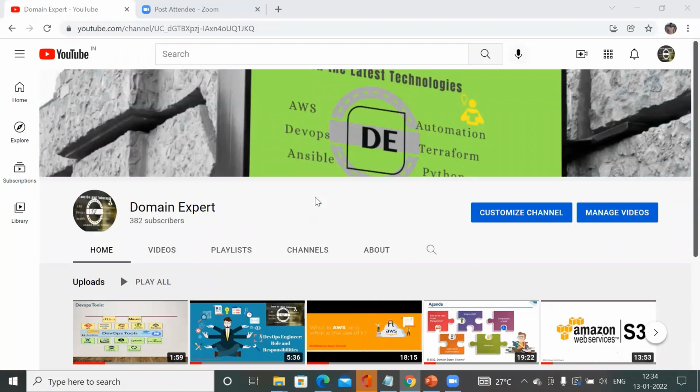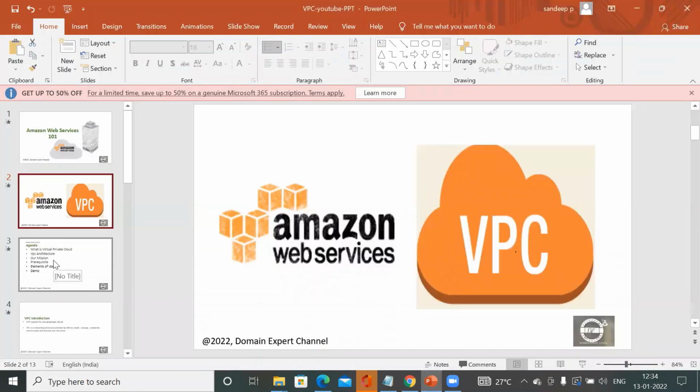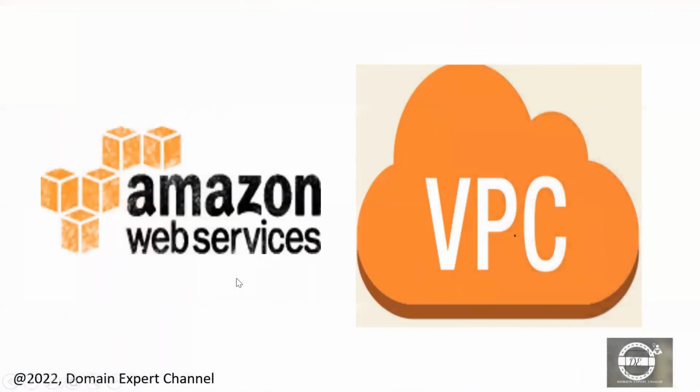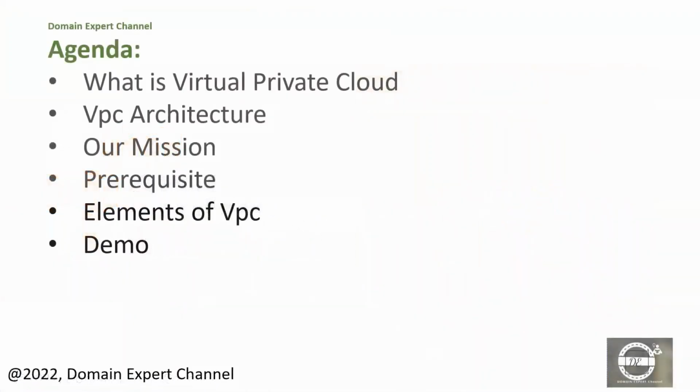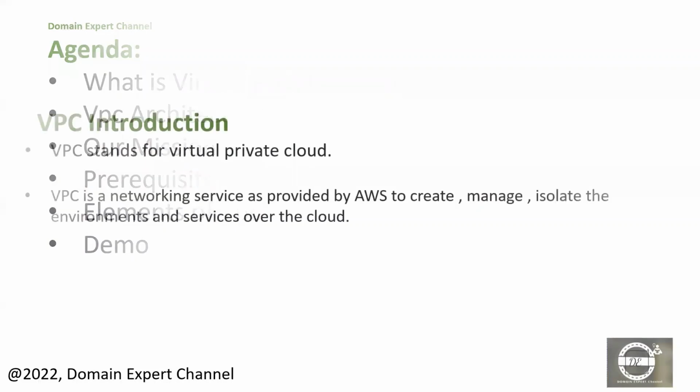Today we're going to learn an important service in AWS, which is VPC. The agenda for today is: what is Virtual Private Cloud, VPC architecture and our missions, the prerequisites needed to create the VPC, and lastly the four important elements of VPC. So let us start the session.